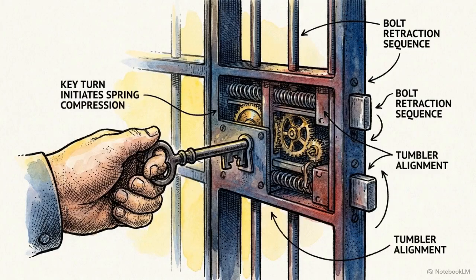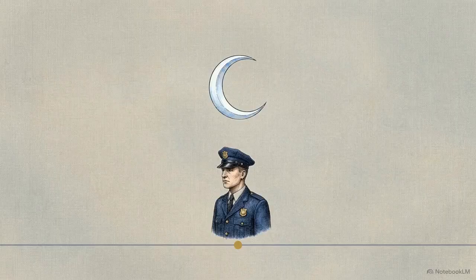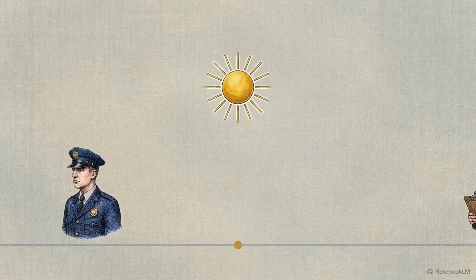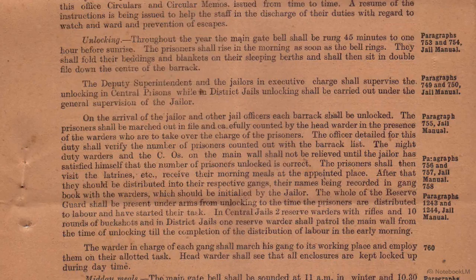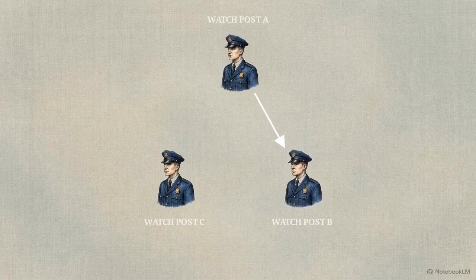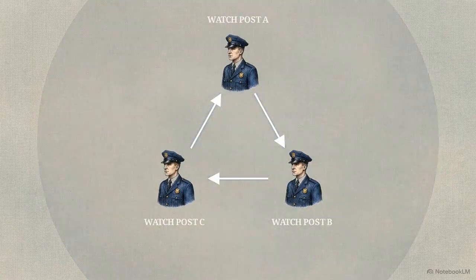This cycle begins with the morning unlocking sequence, where formal responsibility for the inmates is transferred from the night watch to the day shift. Note the specific requirement in the manual: the night duty staff on the main wall cannot be relieved until the jailer has personally verified that every prisoner is accounted for. By requiring this joint verification, the protocol ensures that no single guard has unmonitored authority over the status of the population.